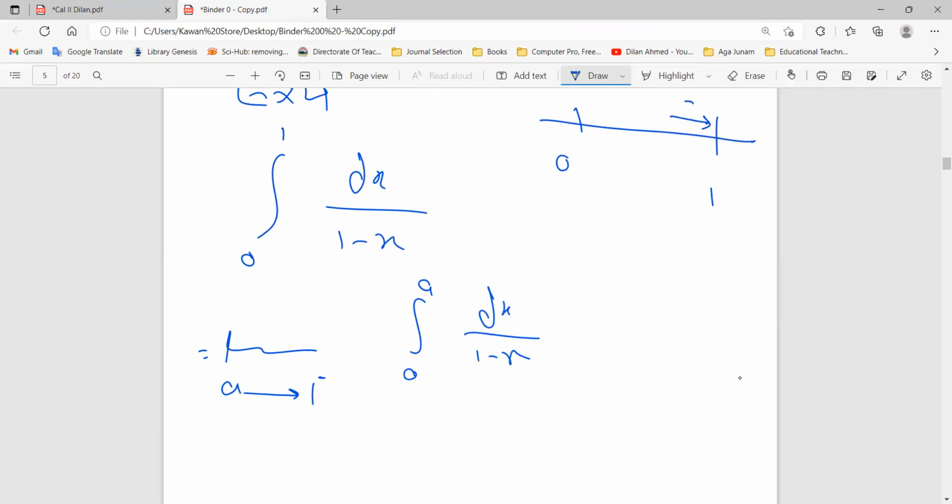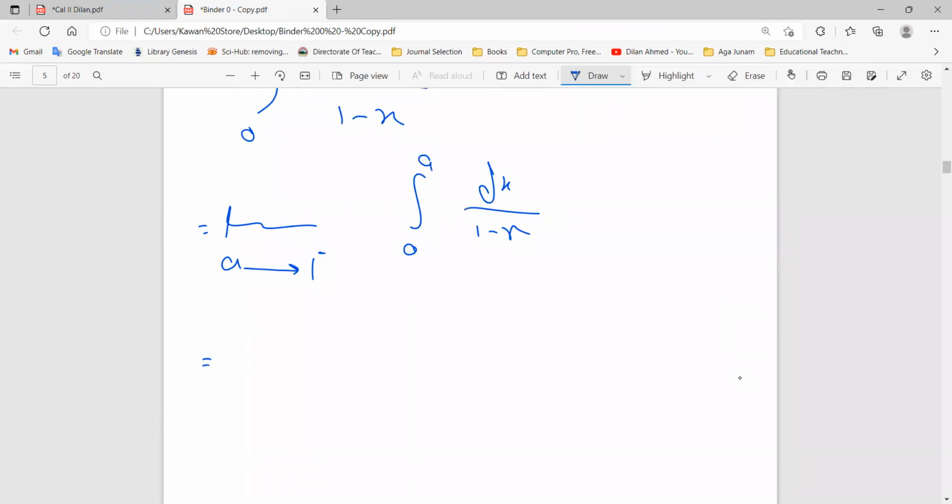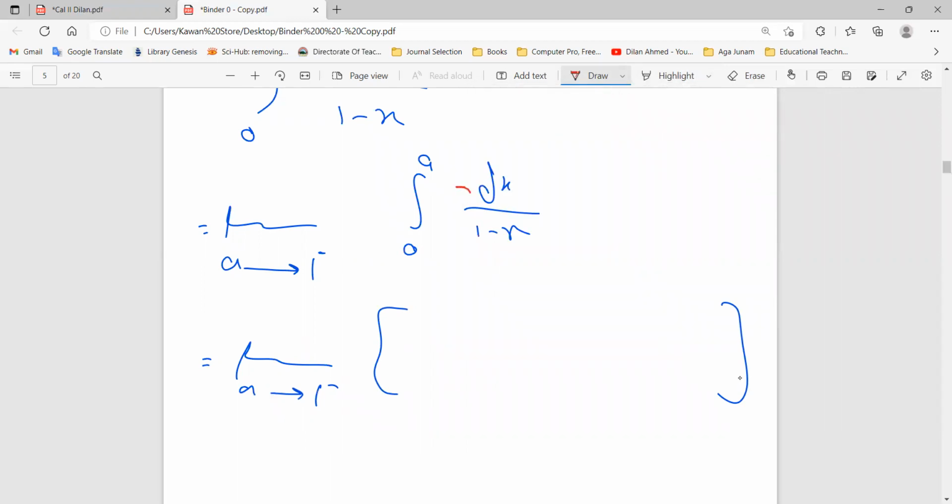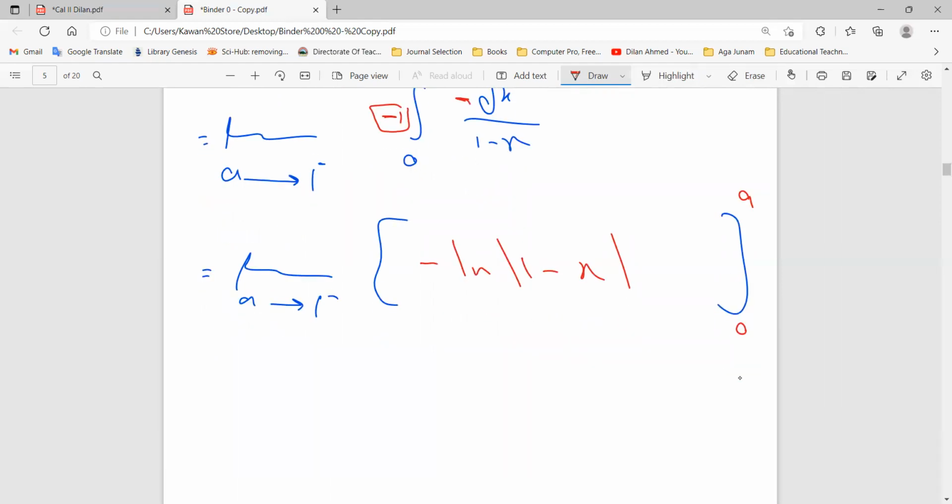Good. Now to solve, forget about the limit and try to solve the integral. So how do we solve that one? We need a minus here, because the derivative of the denominator is minus dx. So we say it is ln of (1 minus x), from where to where? From 0 to a.